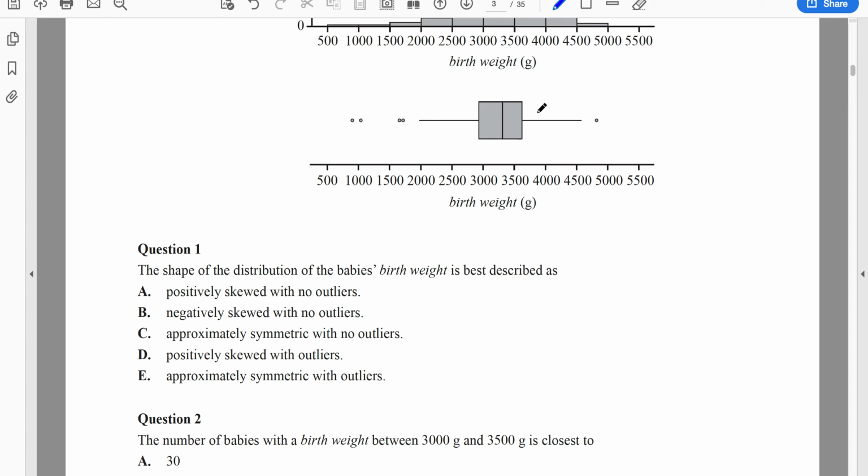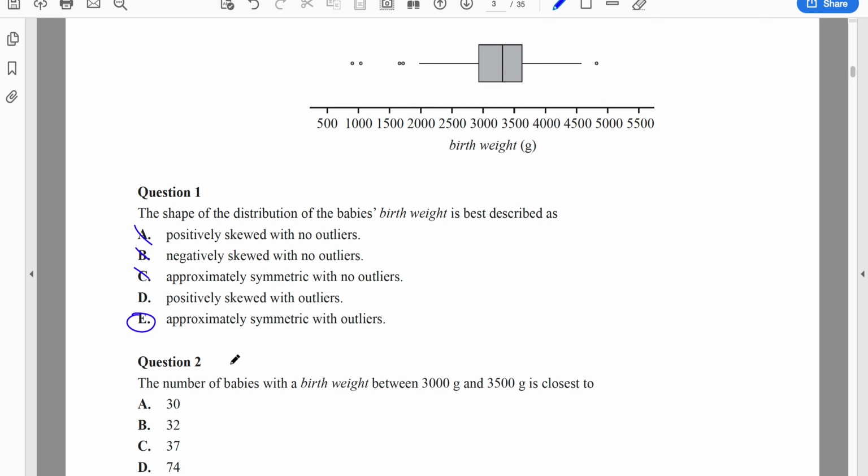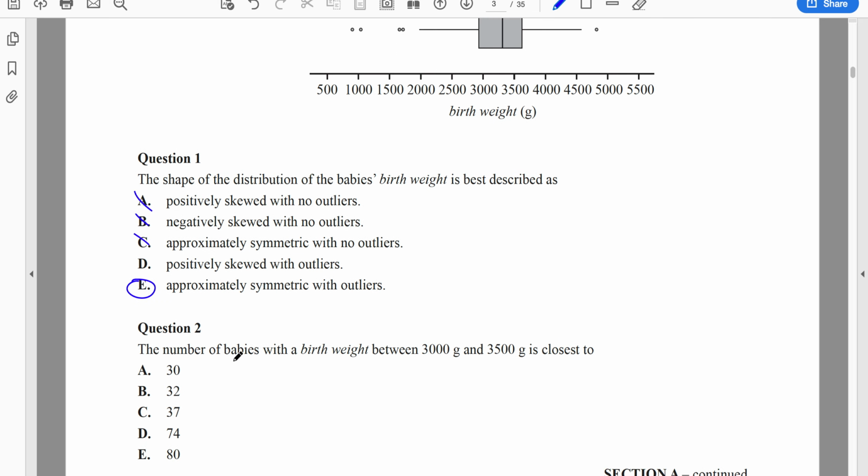So it means that A, B, and C couldn't possibly have been the answer, since all of them say no outliers. And so then all you had to work with was either positively skewed or approximately symmetric, and it was approximately symmetric.